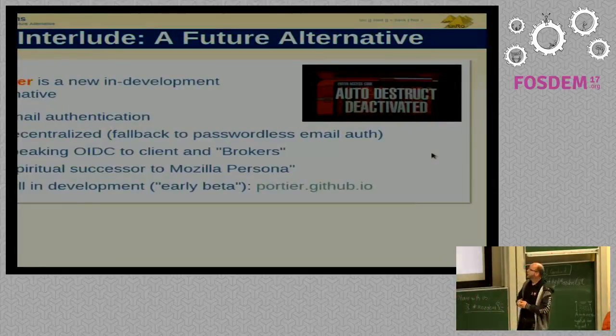Small interlude on one external system that does not exist yet but is in the works. So it's a future alternative. It may replace the auto-distract of Persona. It uses email authentication. It's decentralized with a fallback that's not centralized, but uses passwordless email login. It's speaking OpenID Connect to both the client side and what they call brokers, the identity providers on the different domains out there.